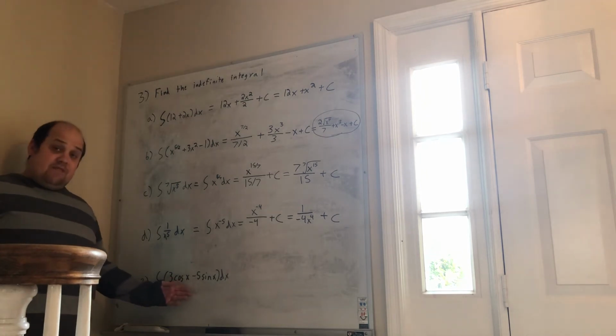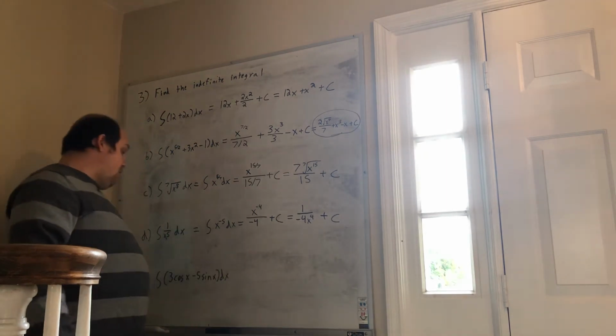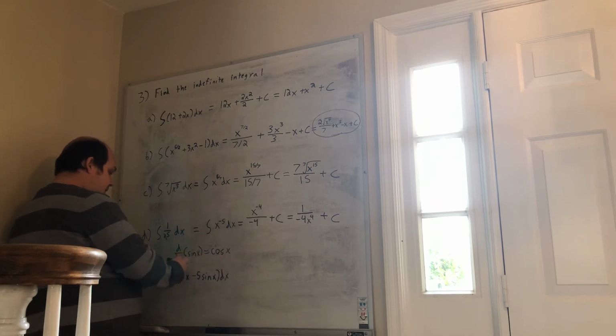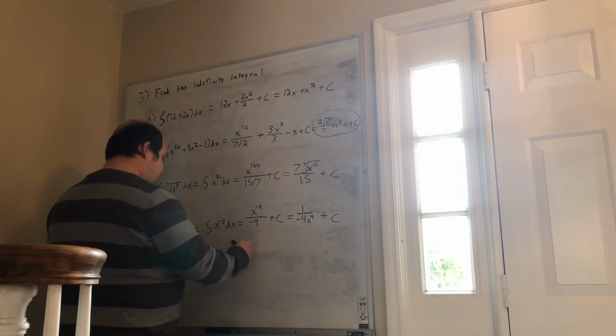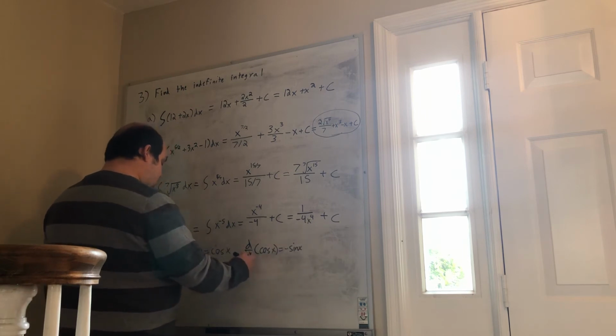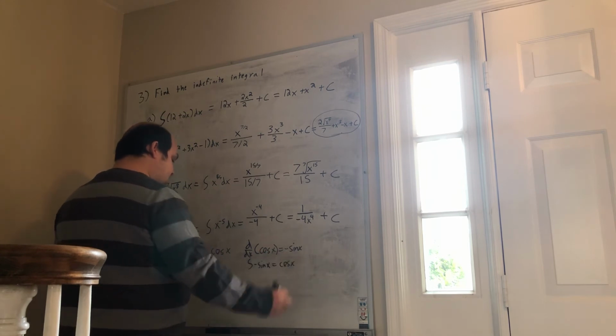This last problem involves sines and cosines, which we haven't dealt with yet. Really, it's just the reverse of what we know about sines and cosines. So since we know that the derivative of sine x equals cosine x, that means we also know that the integral of cosine x equals sine x. On the other side of things, since the derivative of cosine x equals negative sine x, we know that the integral of negative sine x equals positive cosine x.